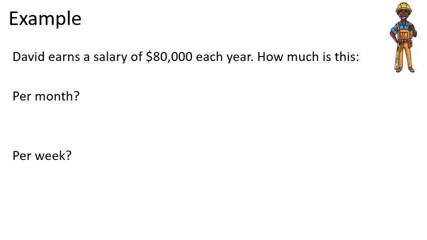Let's do an example. David earns a salary of $80,000 each year. How much is this per month? So to work out per month, we need to do the total divide by 12. So the total is 80,000 divide by 12. Pop that in the calculator, it equals $6,666. So that's how much he earns per month.